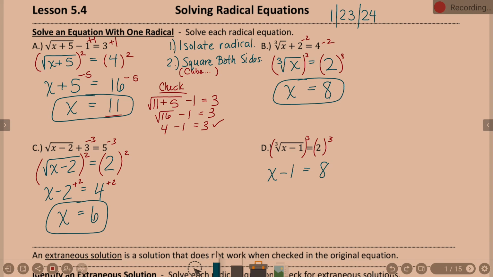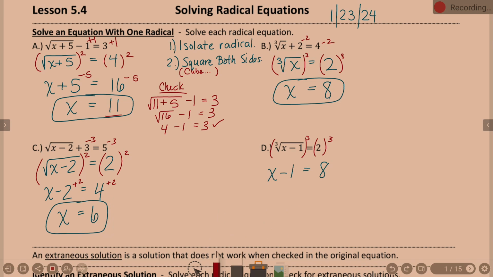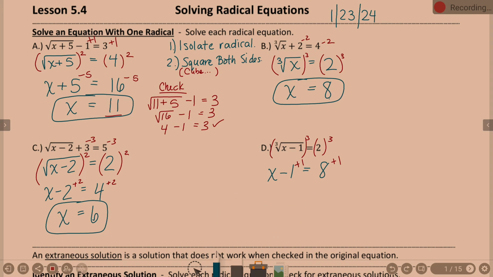Am I done? No. What do we have to do? Add the 1. Add the 1 over. We get an answer of x equals 9. Do a quick check. Does it work? 9 minus 1 is 8. The cube root of 8 is 2. 2 equals 2.